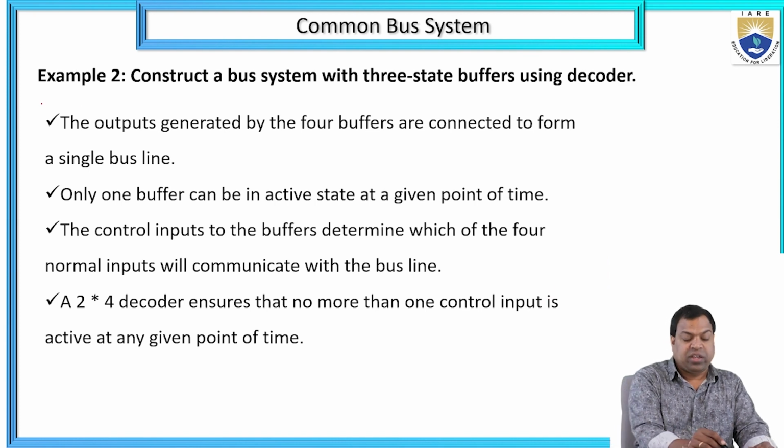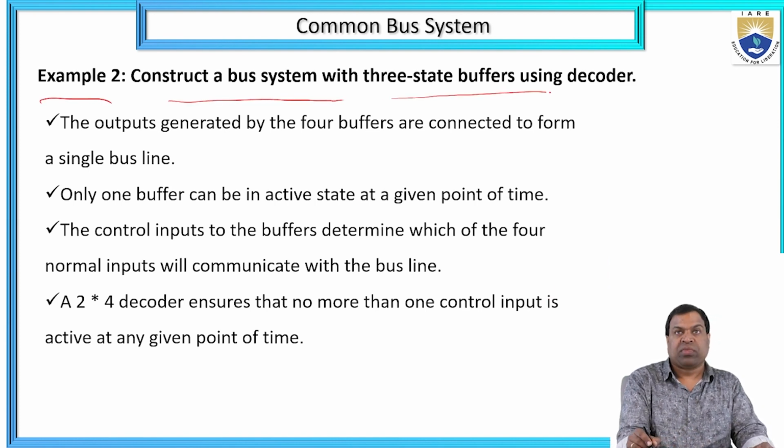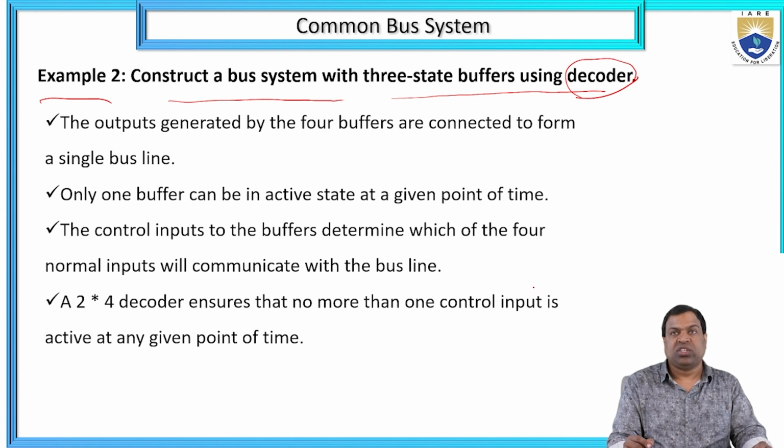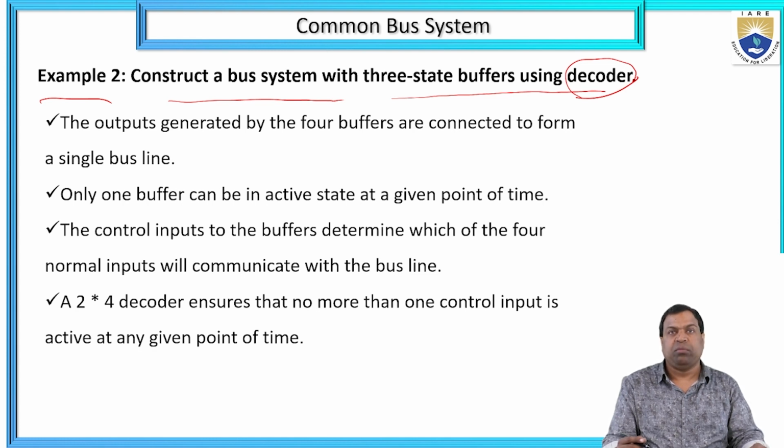So example I am taking: construct a bus system with a 3-state buffer using decoder. Previously we discussed the multiplexer; here I am using a 3-state buffer with a decoder. The outputs generated by the 4 buffers are connected to form a single bus line. Only one buffer can be in active state at a given point of time. The control inputs to the buffers determine which of the four normal inputs will communicate with the bus lines.